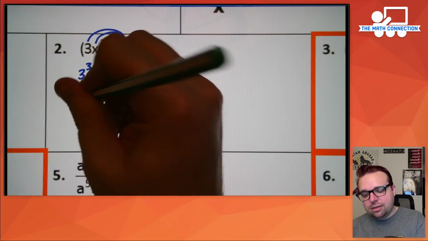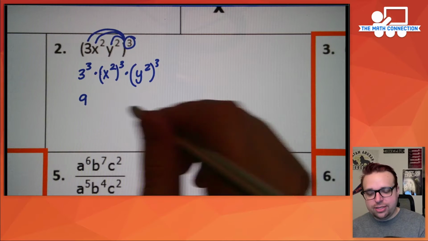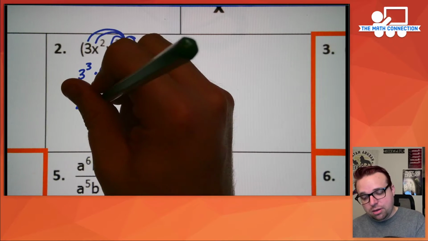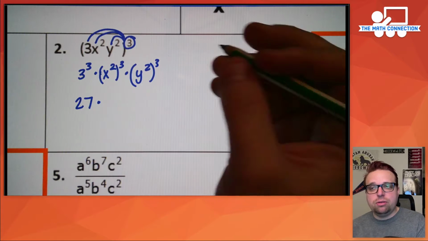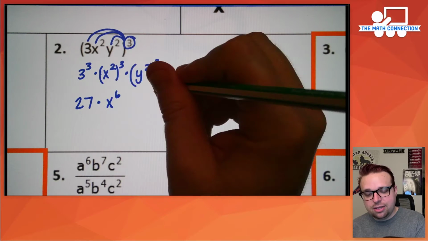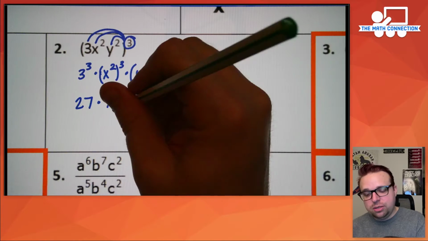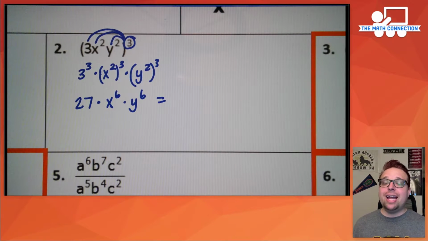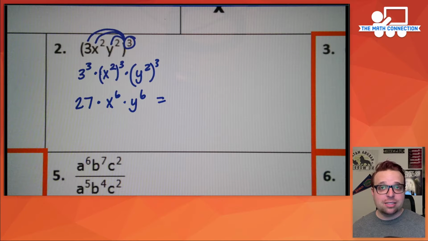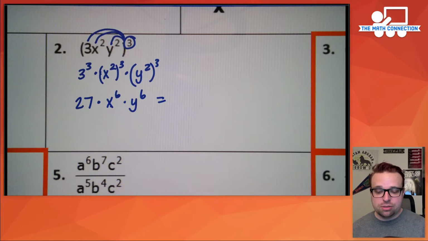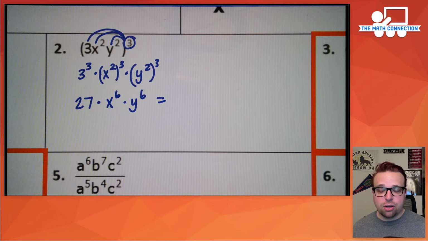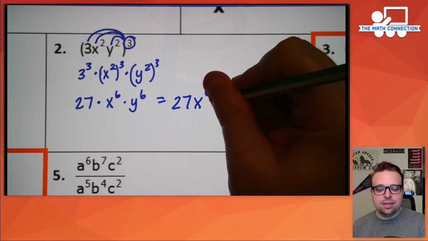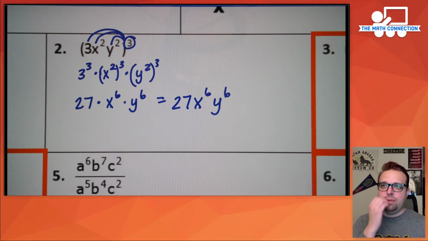3 cubed is 27, not 9, my bad. 27. Okay, and then x squared to the 3rd is 2 times 3, which is x to the 6th. Y squared cubed is y to the 6th. So, that answer is fine with me. It's logical. It's an okay argument. You left the multiplication signs. You're good to go. Really, you can cut them out. You can just put 27x^6y^6 like this. Okay.